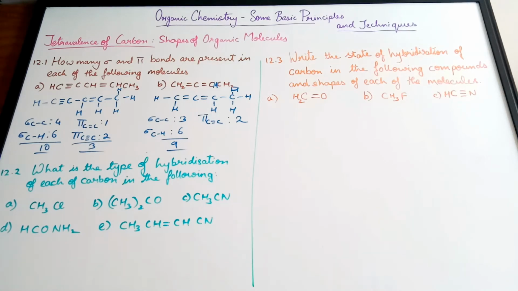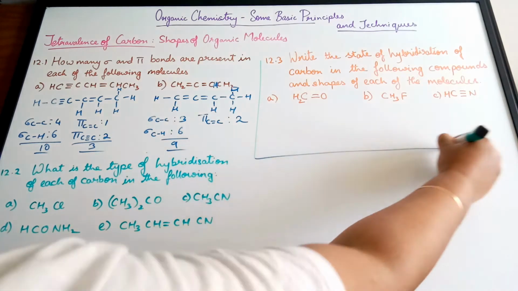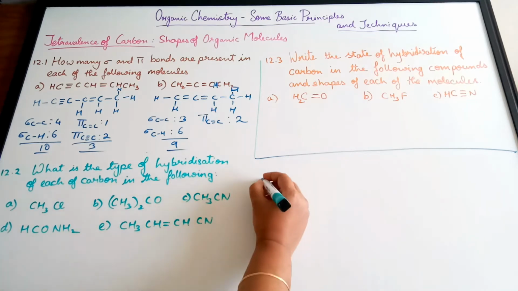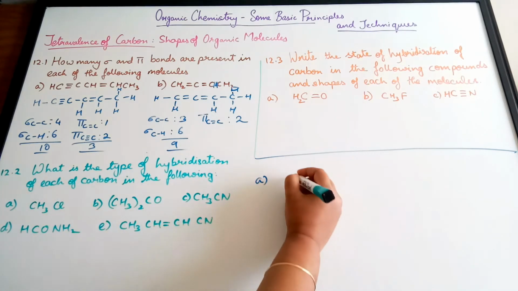Again, it's up to you. If you want to, you can write the complete structure, or if you don't, you can just predict the hybridization of these atoms. But for me to explain it to you, I would prefer if I wrote the structure. Okay, so CH3Cl.